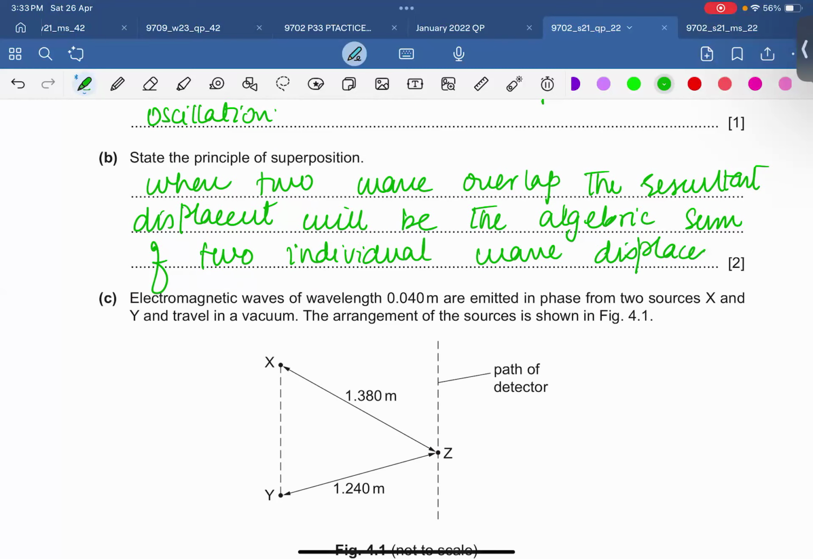The resultant displacement. Bro, you also have to write when the two waves overlap, otherwise it won't be accepted. When the two waves meet at a point in space. Don't write so heavily. The resultant displacement of the new wave is the algebraic sum of the displacements of the individual waves. Okay, good, done.